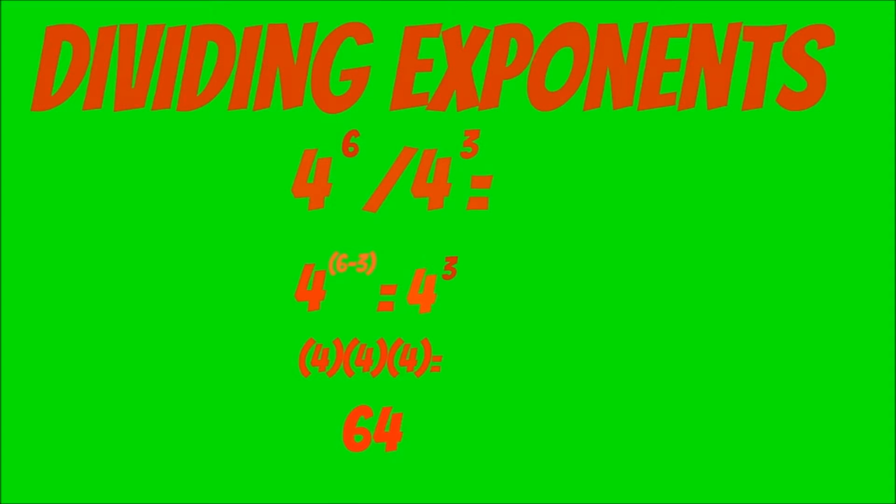When you are dividing, all you have to do is subtract the exponents. The base always stays the same, so 4 is just going to stay as it is. So all you have to do is subtract the exponents, 6 minus 3, and that'll give you 3 4s that you have to multiply. So when you multiply 4 times 4, you get 16. 16 times 4 is 64, and that would be your answer.